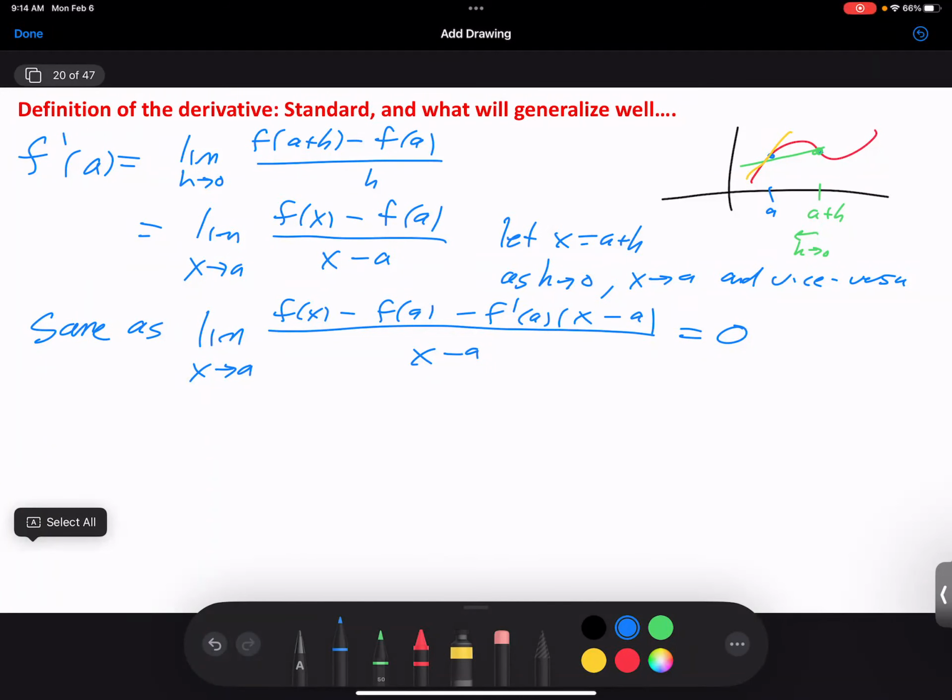When we take the limit as x goes to a, x is never equal to a in the limit. It's getting closer and closer to a, but is never equal. So we multiplied by 1, as x goes to a, but is never a.